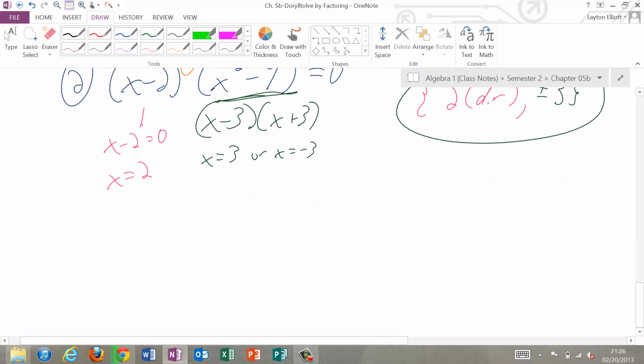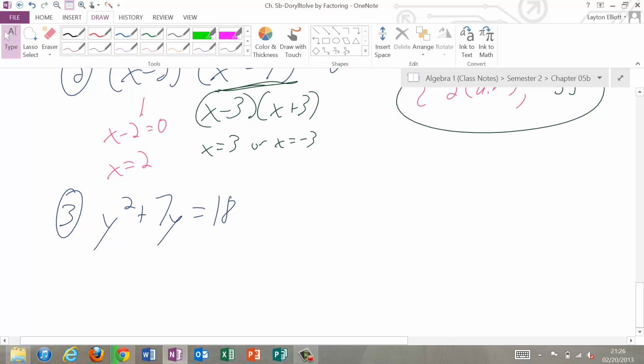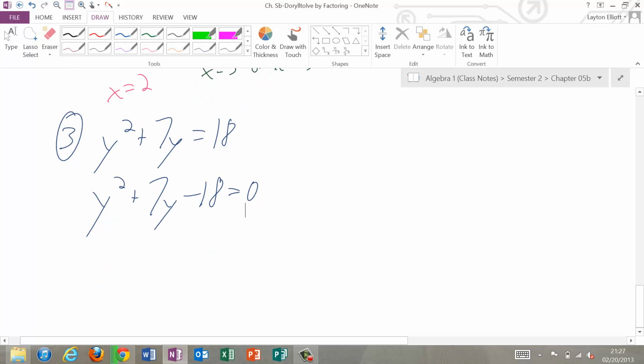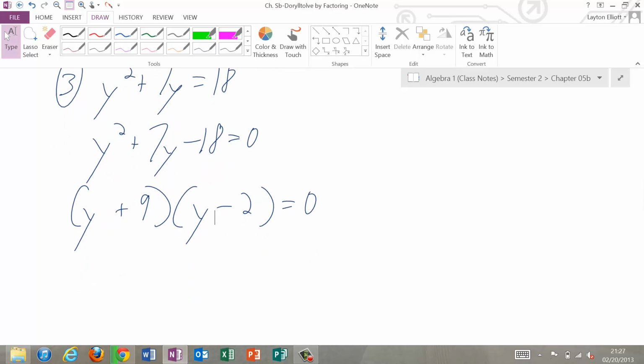My next example, y² + 7y = 18. We now have to have the step of set it equal to 0. So I'm going to say y² + 7y - 18 = 0. And then we're going to factor this. Two numbers that multiply to -18 but add to 7. Well, we're going to put y and y. 18 is 9 and 2, and if I do positive 9 and negative 2, that factors to, okay, that works.